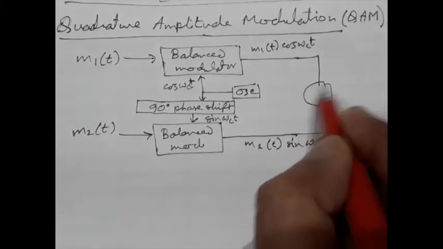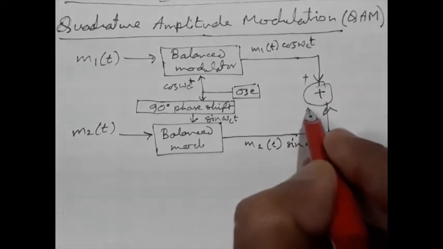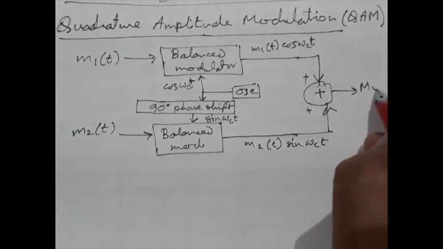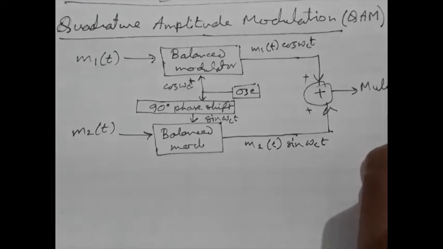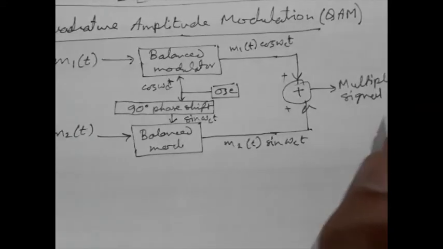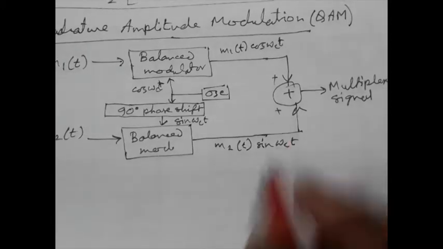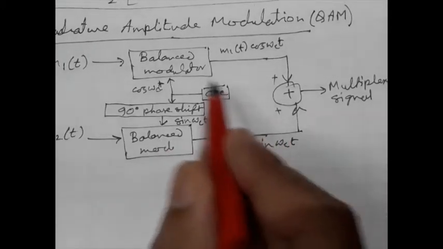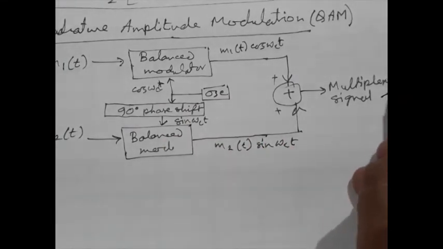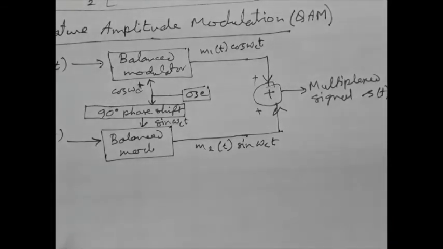These two signals are added to form the multiplexed signal. So this is the transmitter for this QAM. The multiplex signal can be written as s(t). s(t) is the multiplex signal.